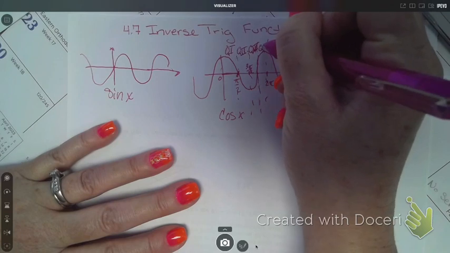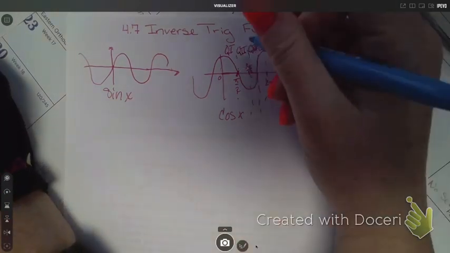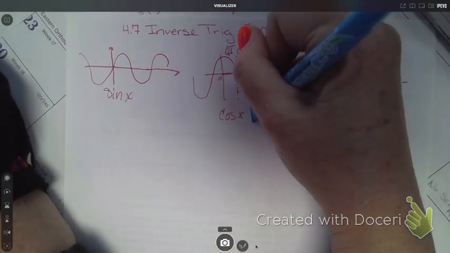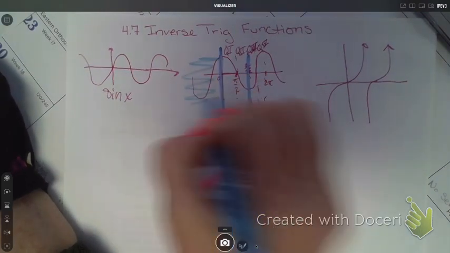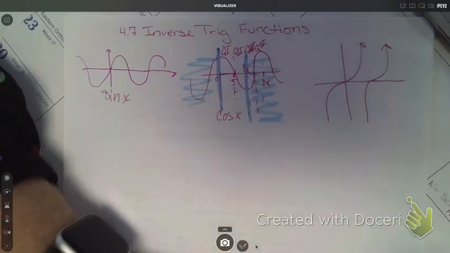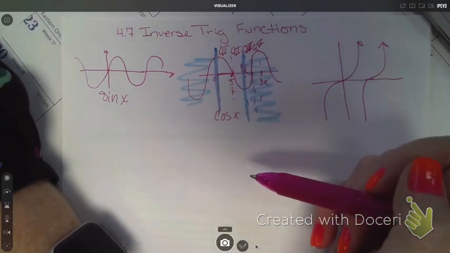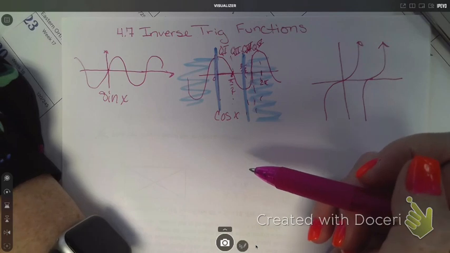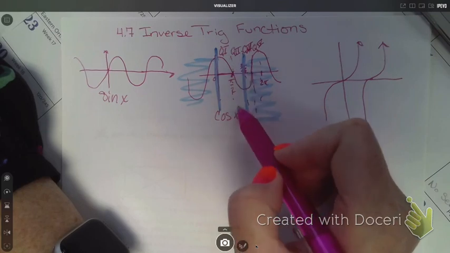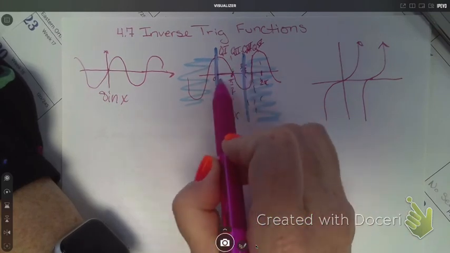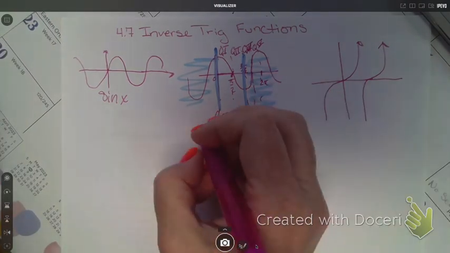So could I cut this graph somewhere? What happens if I did this, and said none of this exists anymore and none of this exists anymore? Does that have all the positive and negative values of cosine you could have? It has everything, doesn't it? Now, does this piece pass the vertical line test? Yes. Does it pass the horizontal line test? Yes.